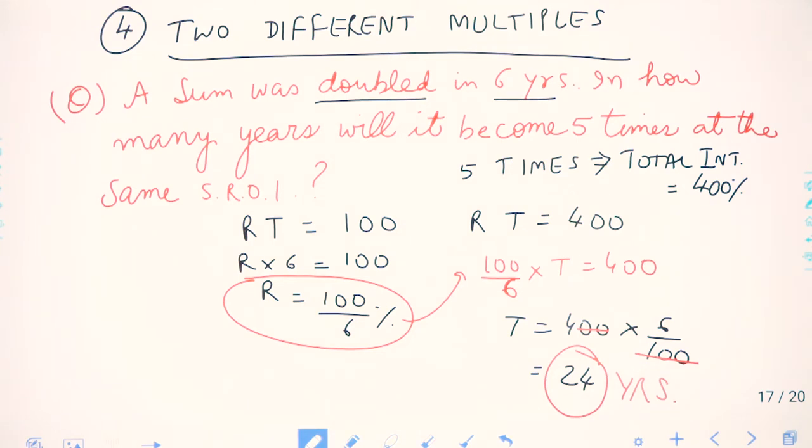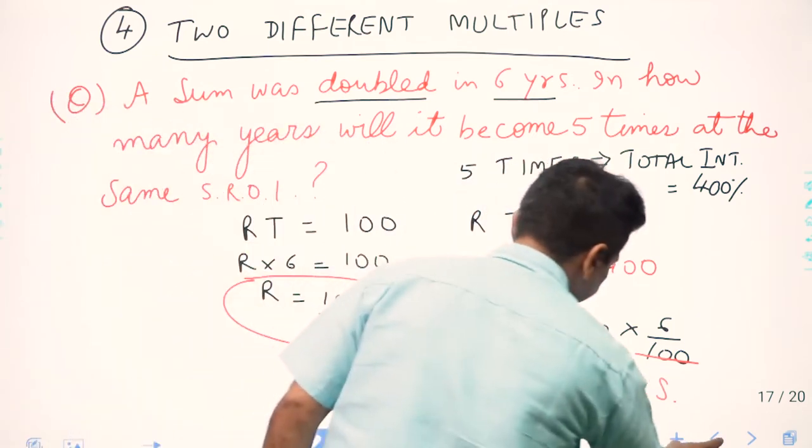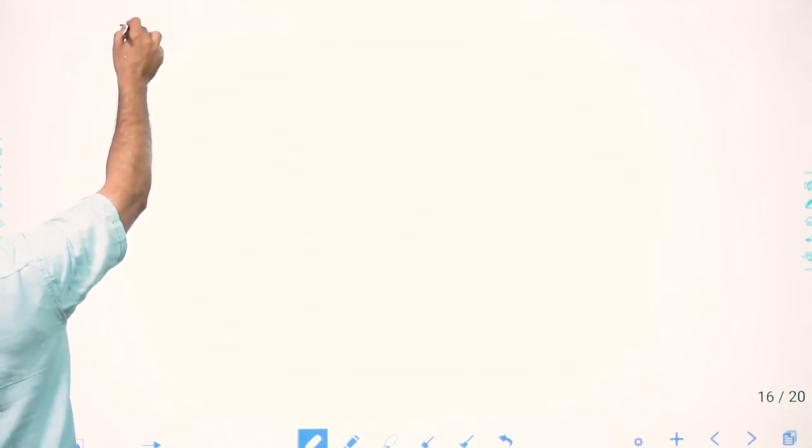Please do with me, please do every question with me. I am repeating it again and again. Now let us move on to the fifth type.